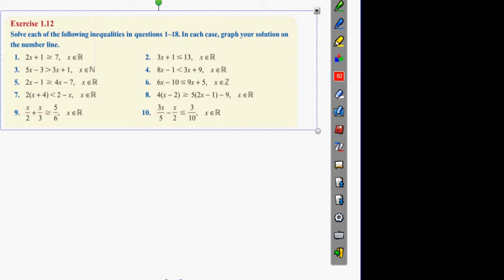Now, each of the following inequalities, questions 1 to 18, graph your solution on the number line, okay? Now, there's a problem with inequalities, okay? The trick with inequalities is this.